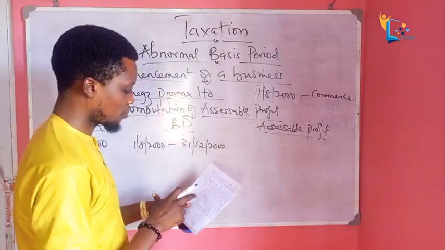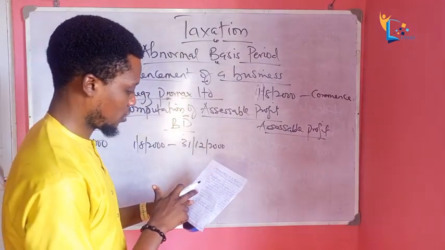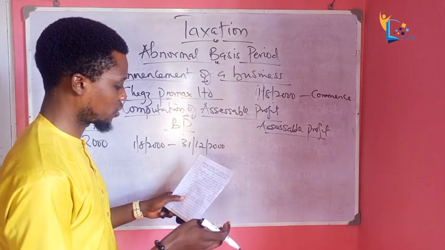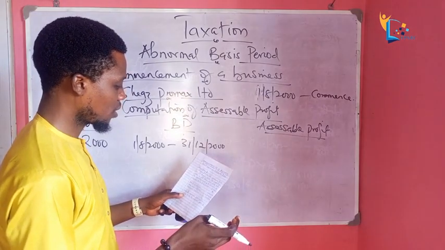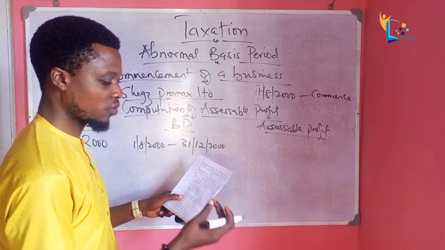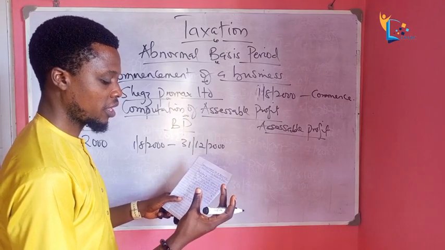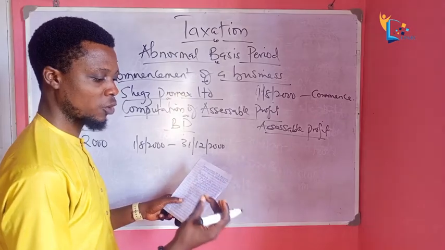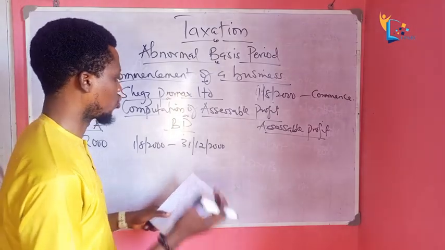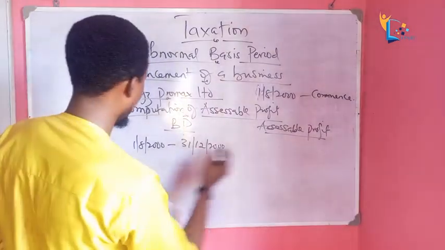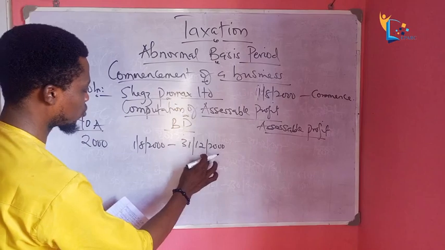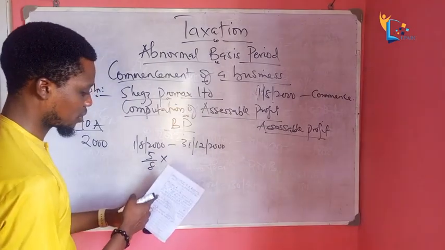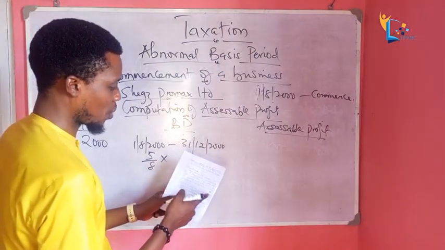Now, the period to 31st March 2001 is how many months? That is August, September, October, November, December, January, February, March. That's 8 months. So from this period to this period is 5 months, all over 8 months, times the period to 31st March 2001, which is 1 million naira.